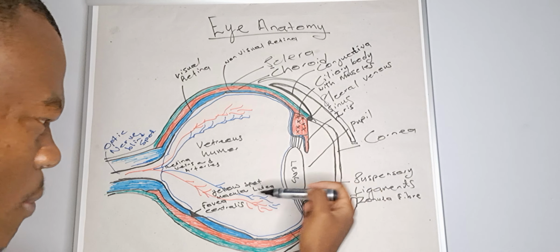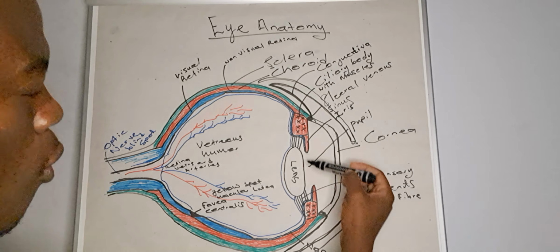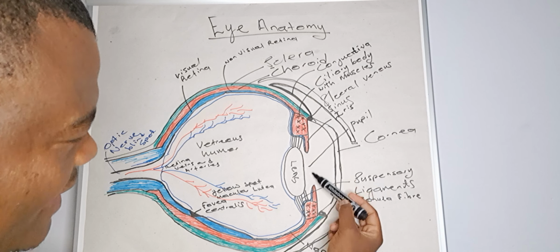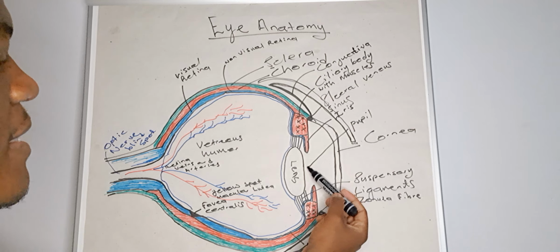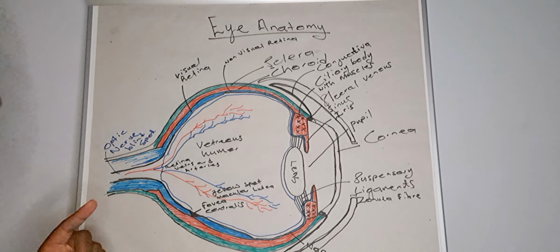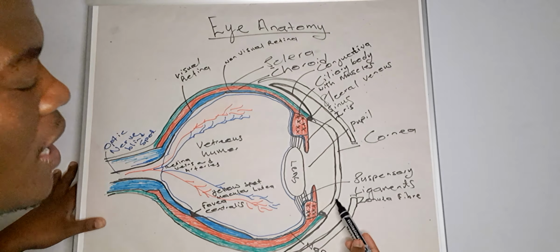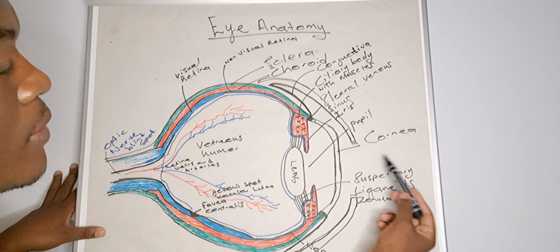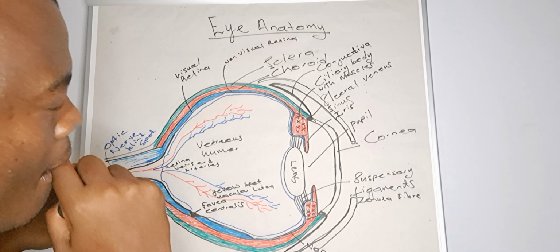Pupil is actually a hole. Pupil means a hole, from here to here. This area is a hole. And then the first thing that you'll meet after this hole is a lens. Now, I've decided not to color this particular cornea because it's transparent. It shouldn't interfere with the transmission of light.